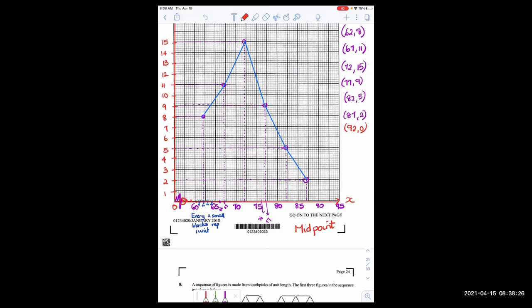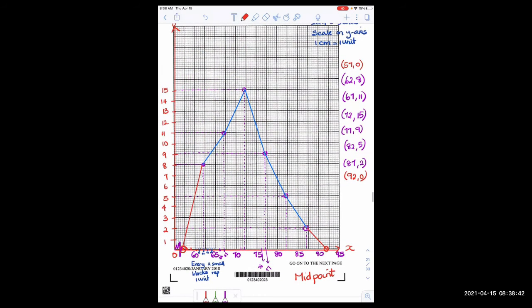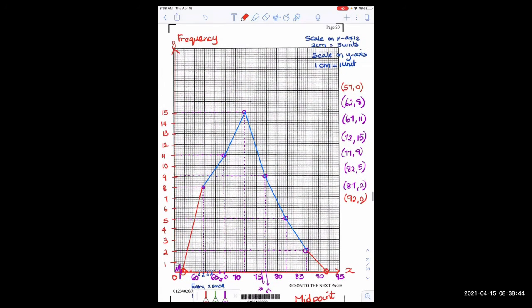So that is my first point. And then we have to find 92, 0, which is my last point. So go ahead and connect those 2 points to the line. And that is how we draw a frequency polygon as a closed figure.